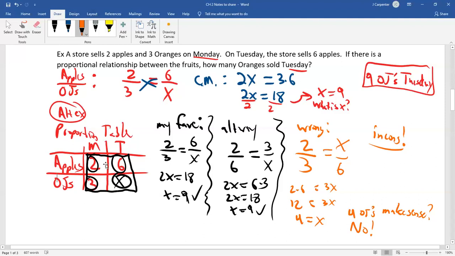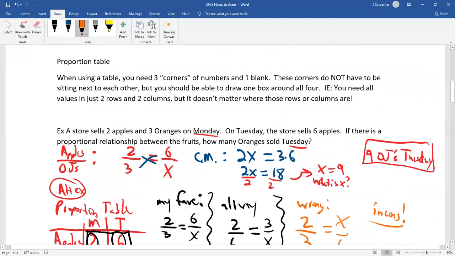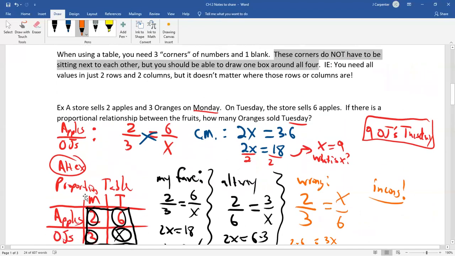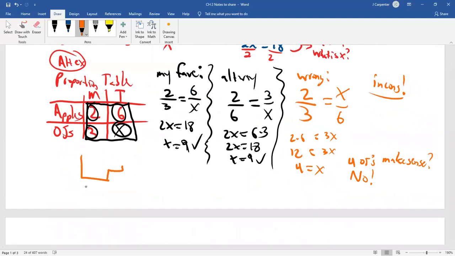So this was a simple proportion table because there were no gaps. Again, these instructions say these corners do not have to be all sitting next to each other as long as you can draw that box around 4 corners where 3 of them have numbers. Now, when I say box, I mean a box. I don't mean something that looks like this. That's not what I mean.